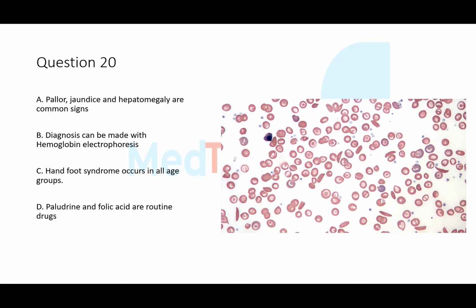And paludrin and folic acid are routine drugs, yes. Paludrin is for malaria prophylaxis, and folic acid helps to maintain the PCV at a comfortable level for them. So those are the answers to the options, to the questions asked. The next slide, please.